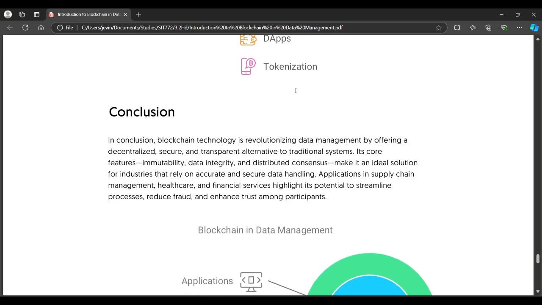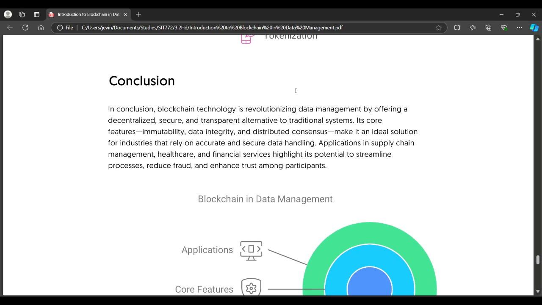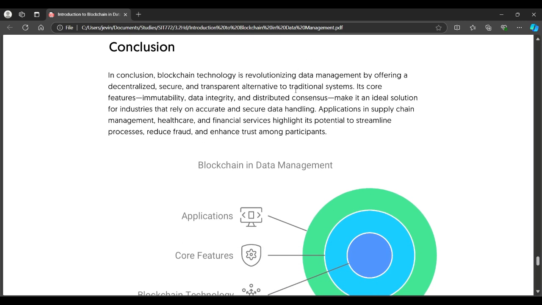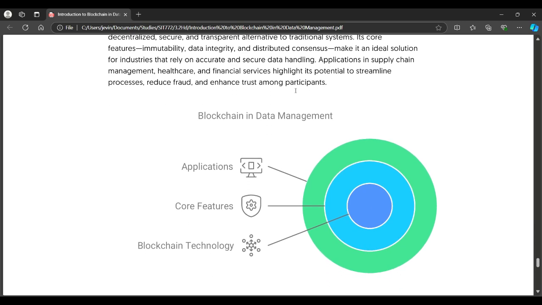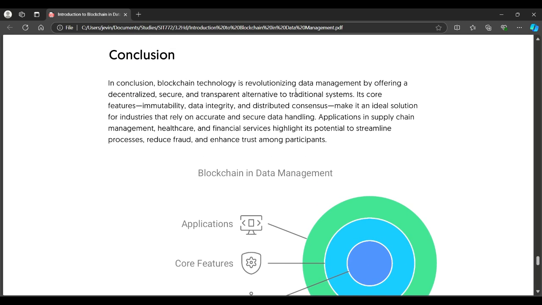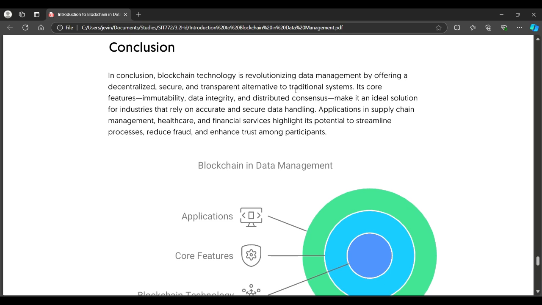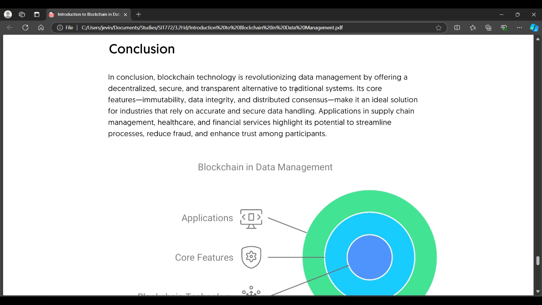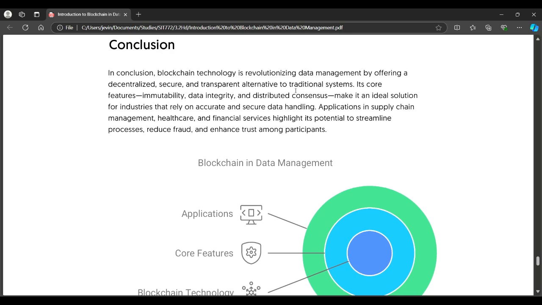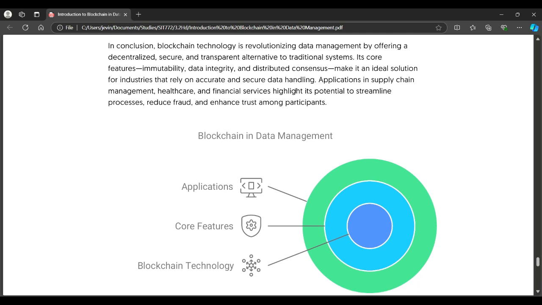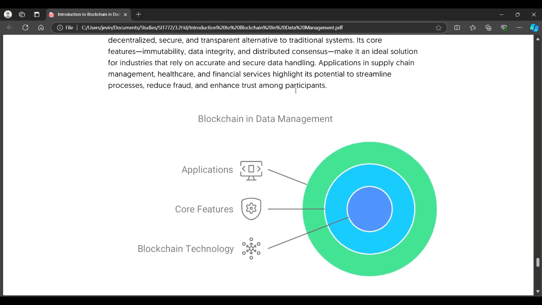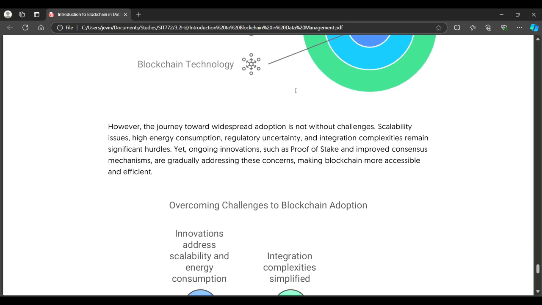In conclusion, blockchain technology is revolutionizing data management, where it offers core features, and its core is immutable data integrity and distributed consensus, which is an ideal solution for industries, accurate and also secure at data handling. Applications in supply chain management, healthcare, and financial services can use it.